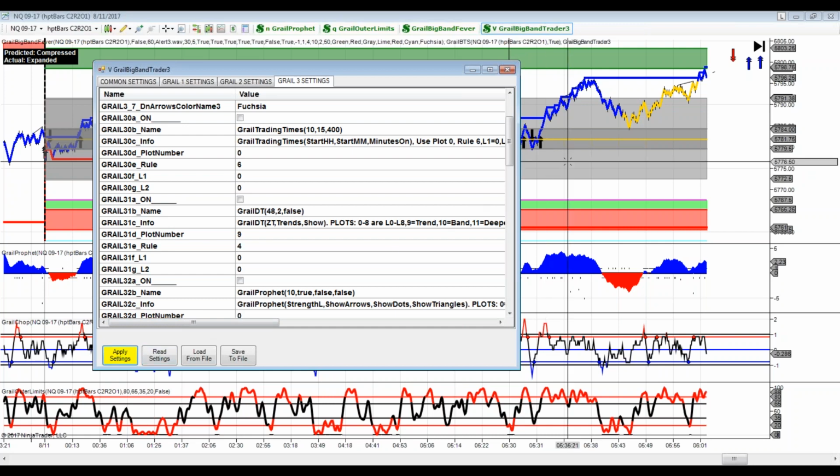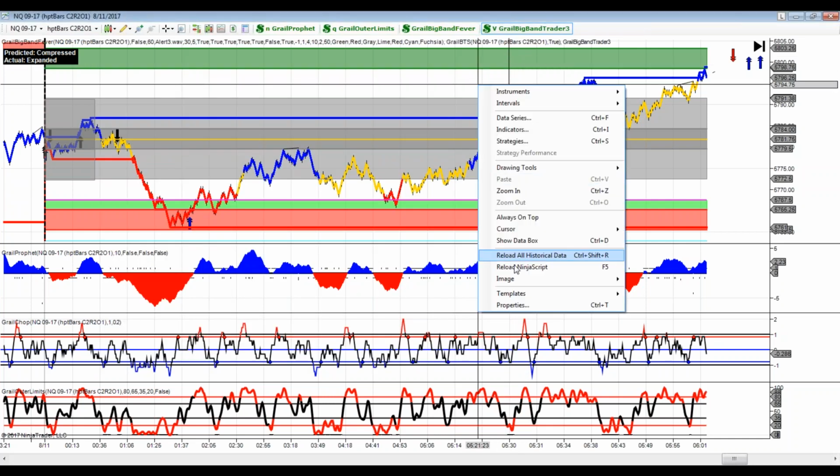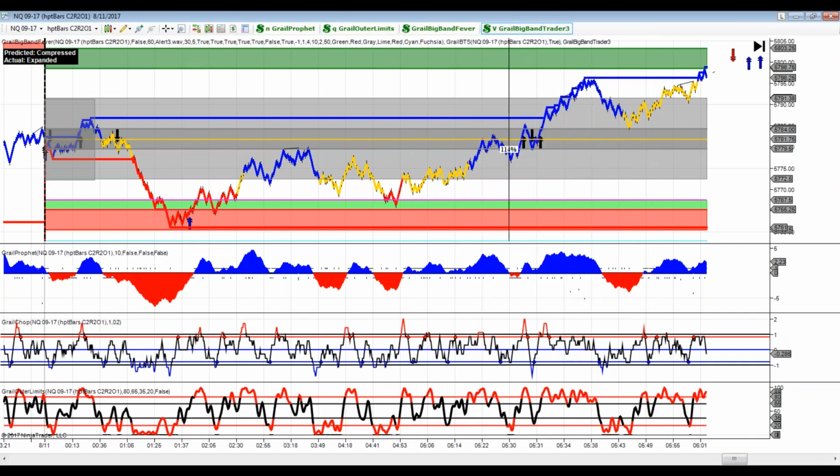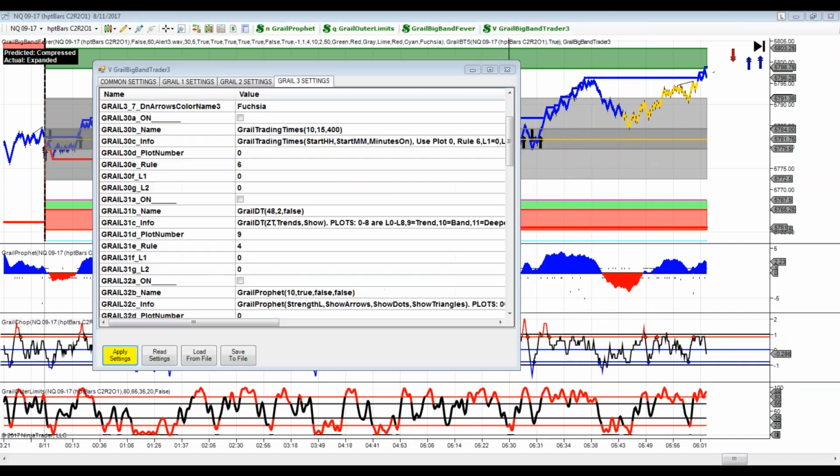It's not going to show anything historical, but on the fly, anything beyond that to the future, it'll take that into account. If you want to see the historical, then you have to left-click Apply, go to the chart, right-click, and do Reload Ninja Script, and it'll show all the historical with the changes that you've made.